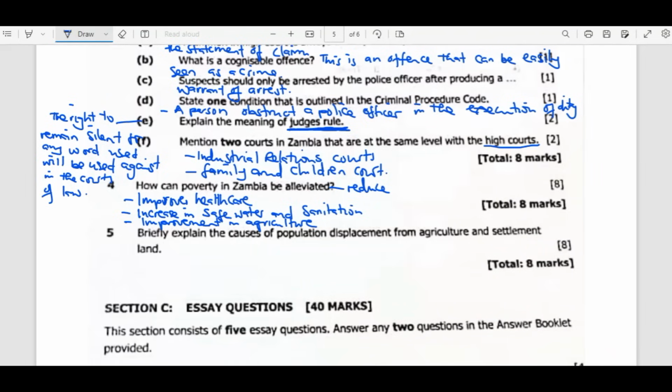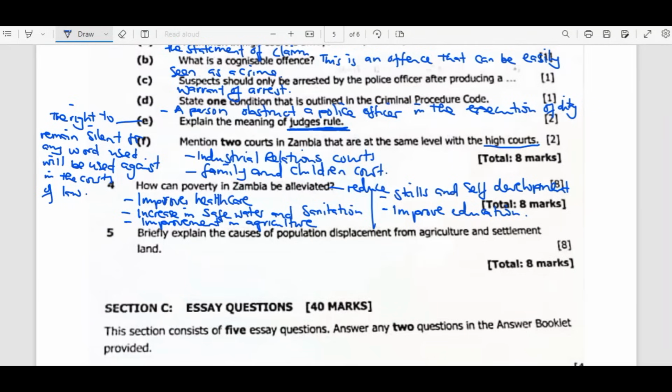Apart from that, we can also include another one where we say there must be development in skills. So skills and self-development. And then apart from that, we can also include improving the education system. So these are the 5 points that can help to alleviate poverty in Zambia.